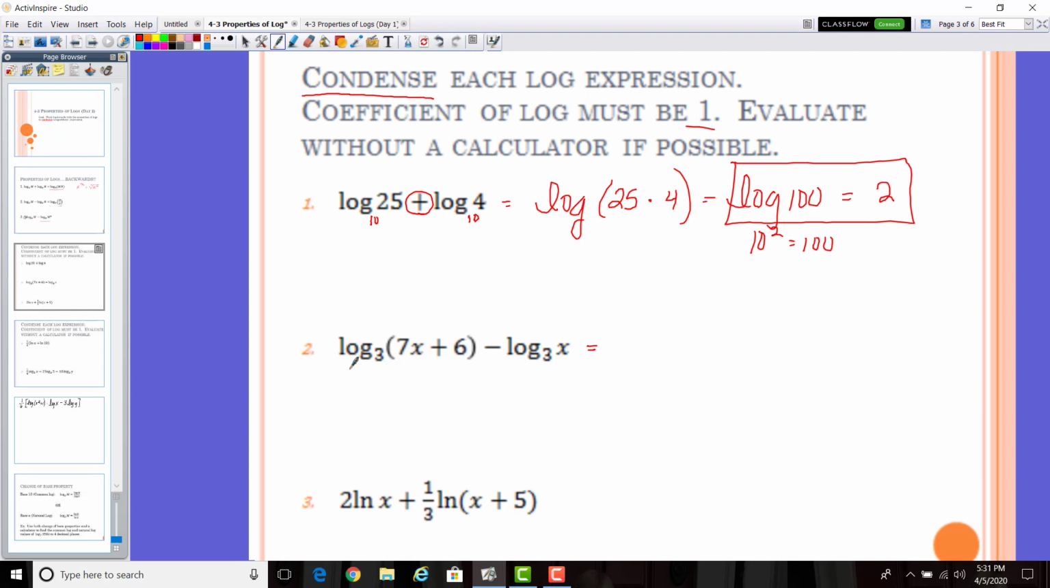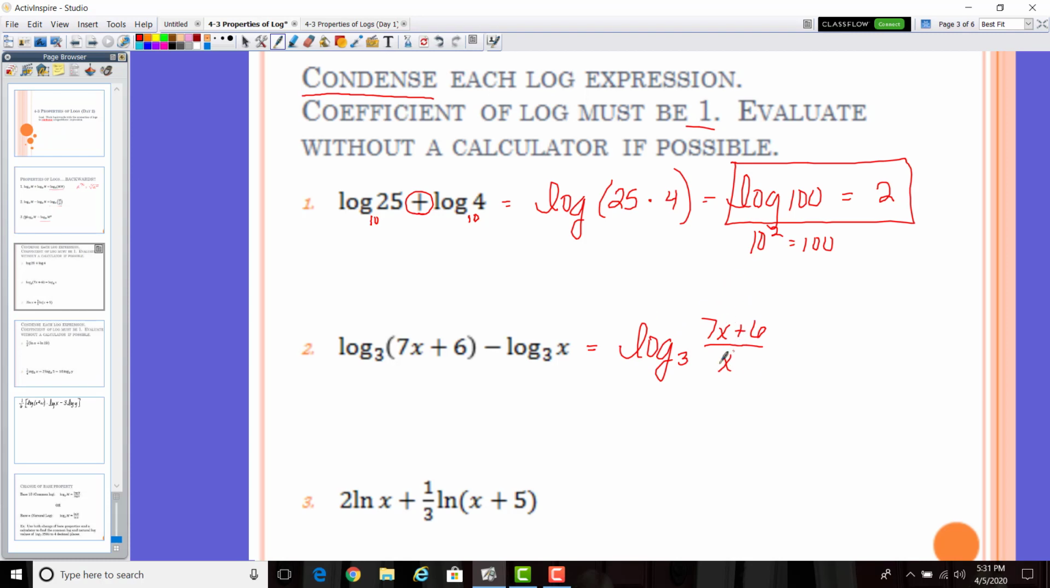Second one here, we've got 2 log base 3s. Those 2 log base 3s are connected by subtraction. The quotient rule says subtraction leads back to division. So we're going to condense the 2 log base 3s. The first expression will become my numerator, and the second expression will become my denominator.